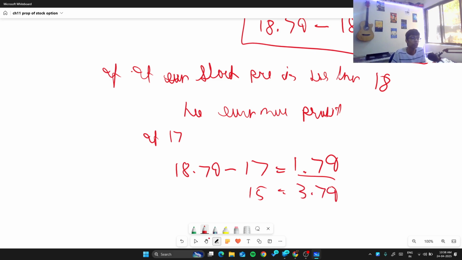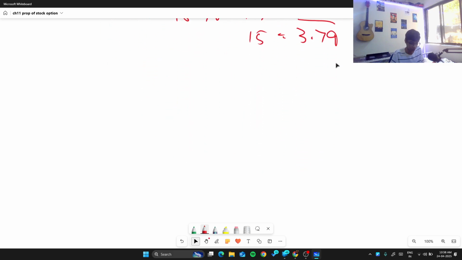3.79. So that's how it works. And now we will see a more formal, financial-engineer type of explanation. So we will construct two portfolios, portfolio A and portfolio B.